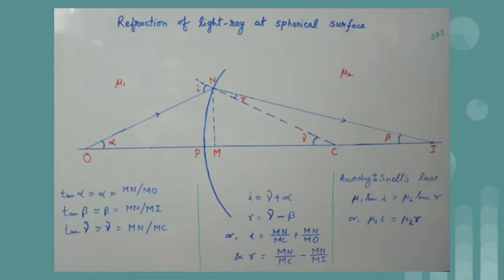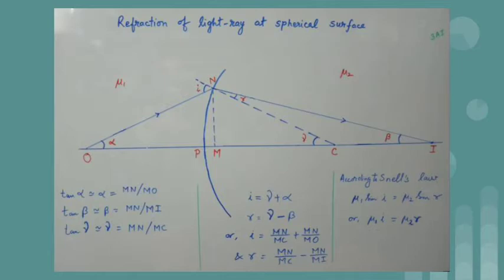In the diagram, we see that tan alpha is equal to Mn by Mo, tan beta is equal to Mn by Mi, and tan gamma is equal to Mn by Mc, which simply could be taken as alpha is equal to Mn by Mo, beta is equal to Mn by Mi, and gamma is equal to Mn by Mc. We also see that in triangle ONC, i is equal to gamma plus alpha, and in triangle INC, r is equal to gamma minus beta. Substituting the values of alpha, beta and gamma here, we get i is equal to Mn by Mc plus Mn by Mo, and r is equal to Mn by Mc minus Mn by Mi.